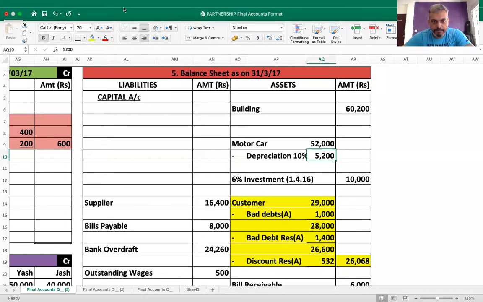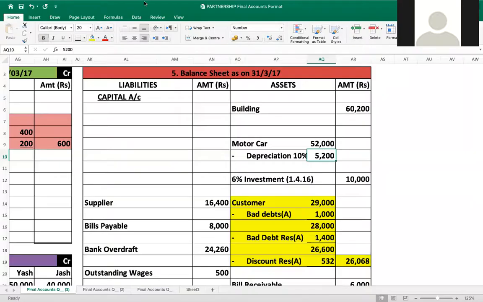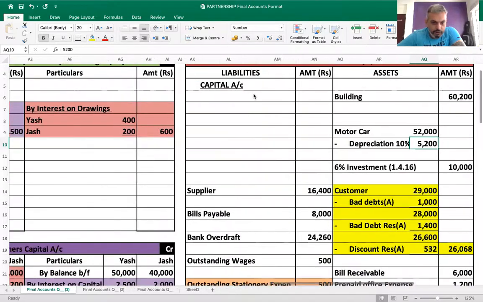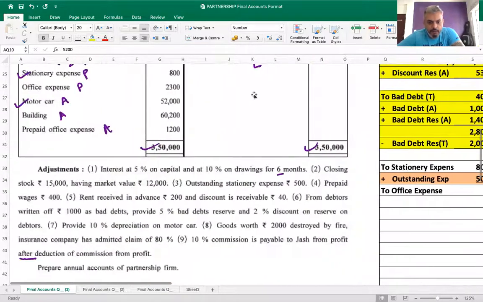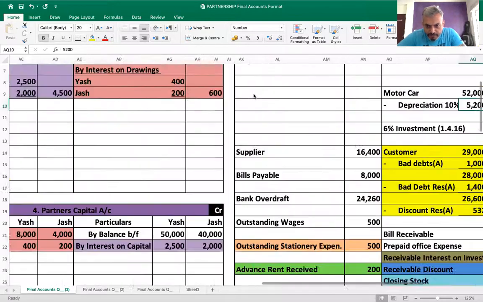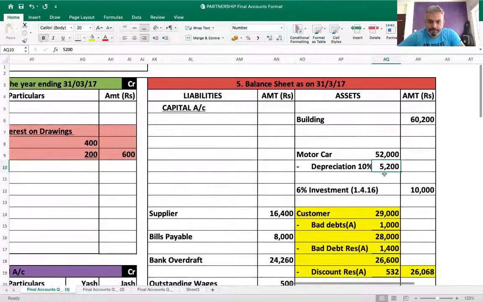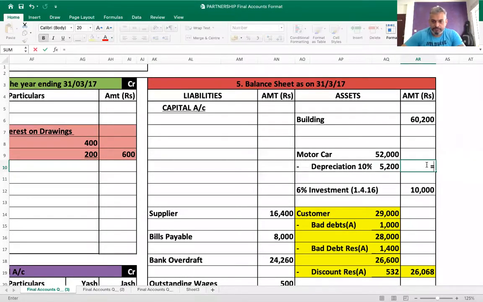Just a moment. Okay, so where were we? Now, eighth adjustment. Before we go for eighth, motor car, yes. Depreciation 5200, subtract it. 46,800.